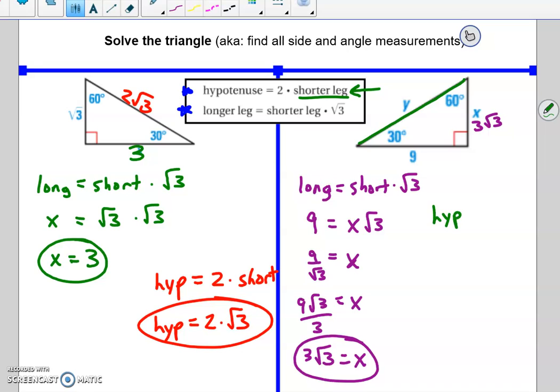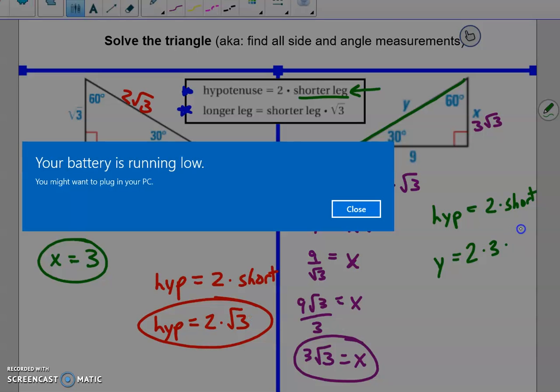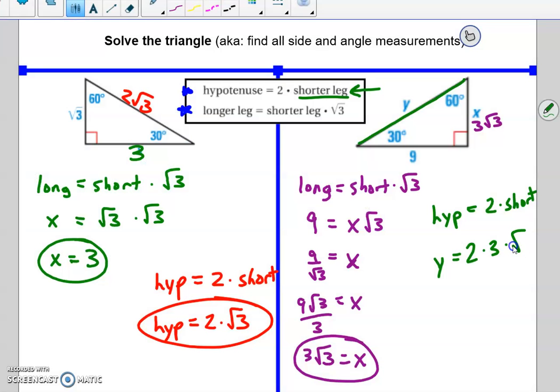The hypotenuse is 2 times the shorter leg. Running out of room here. The hypotenuse, I don't know what it is, but I'm calling it y, equals 2 times 3 times the square root of 3. And now I can combine these two. Y equals 6 times the square root of 3. That is this length up here, 6 times the square root of 3.